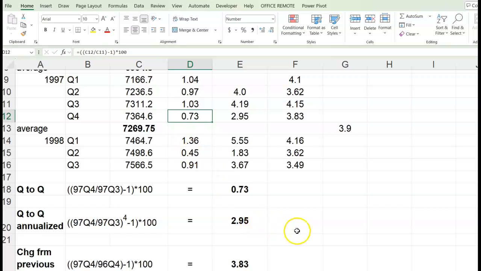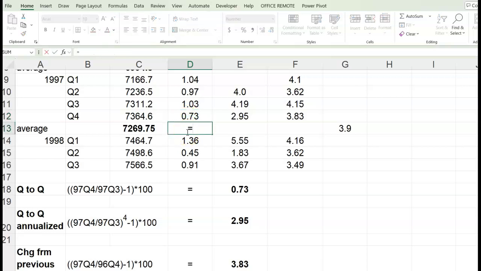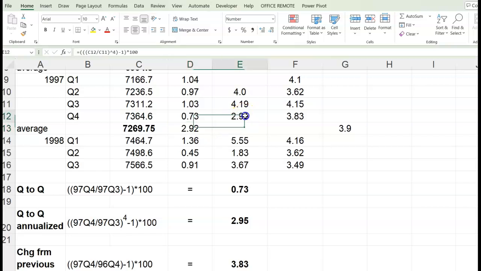Because what some people do is they would take this number right here, 0.73, and they would multiply it simply by 4, because 4 quarters. And notice you get 2.92%. But if you take into account compounding, you would actually get 2.95%. So that's quarter to quarter annualized.